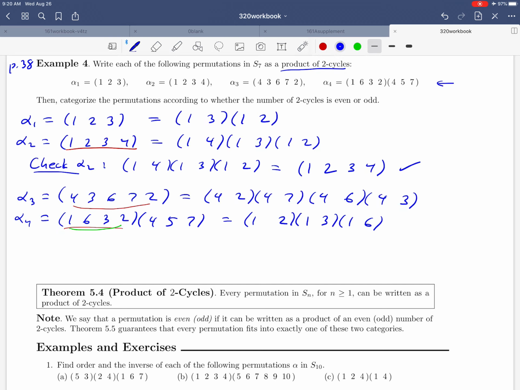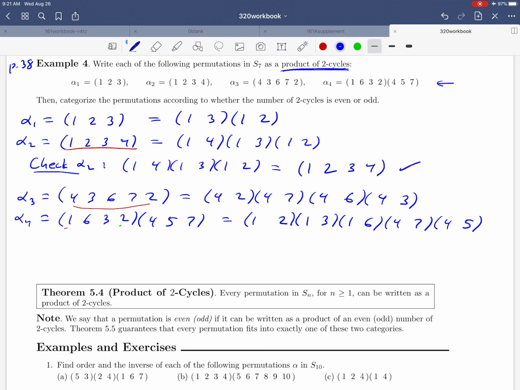and a 2 cycle with 1 and 6 in it. That takes care of the first cycle, and we're ready to move on to the second one, (4 5 7). If we write that as a product of 2 cycles, we'll start with the 4 and the 7, the first and the last element, followed by 4 and 5. And if you wanted to, you could check and confirm that those calculations that we did are accurate. So we've completed the first part of this question.